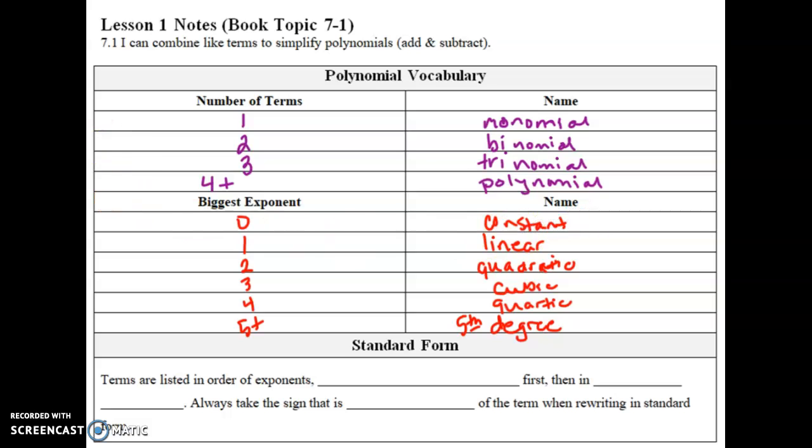Okay, now this isn't actually part of your assessment as far as what we're going to test you on, but it is going to help you if we start talking about a quadratic trinomial that you know what that is. It is, however, very important that you start listing or writing things in standard form. It's going to make it easier for you in future lessons. So we are going to list them in order of exponents, starting with the largest first, and then in decreasing order.